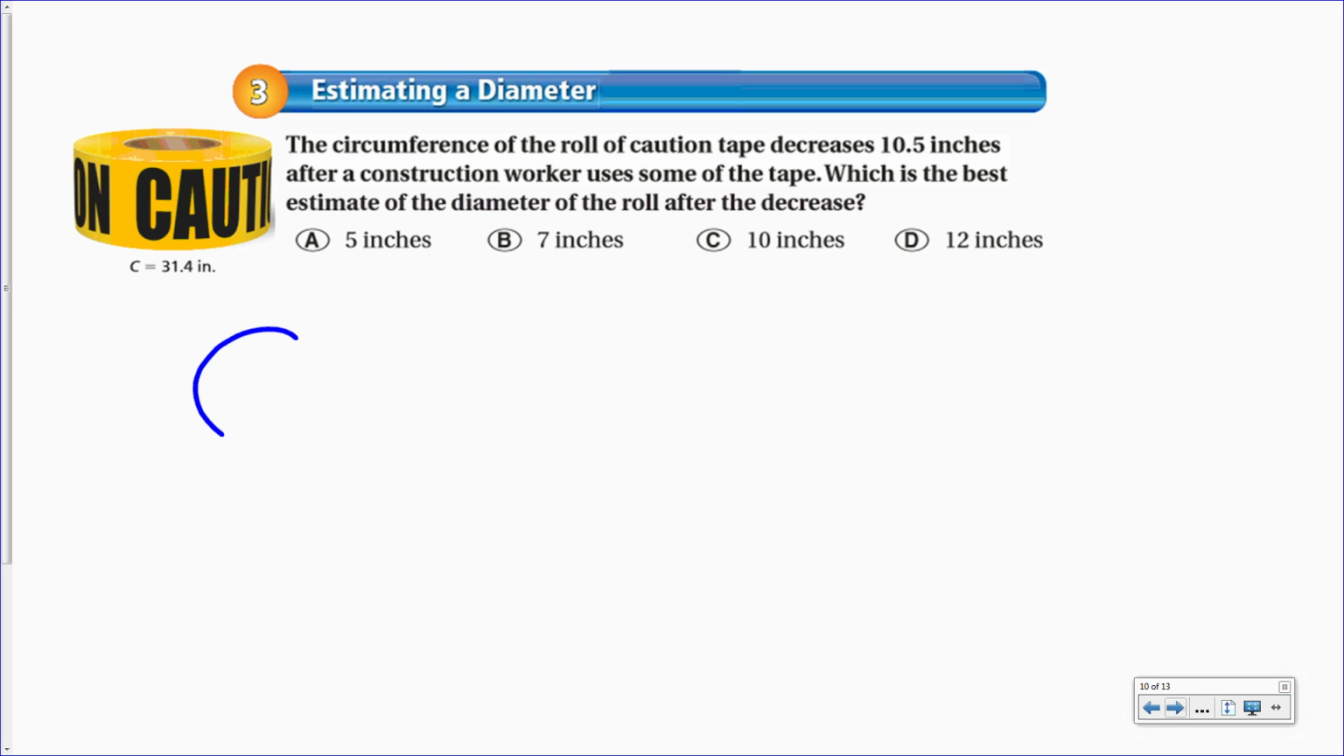You've got some caution tape, and this whole circumference decreased by 10.5 inches after construction workers use some of the tape. So we know the circumference went down by 10.5. So you had some circumference and it went down by 10.5. Okay? It says which is the best estimate of the diameter of the roll after it decreases. So we need to figure out what to do in this situation.